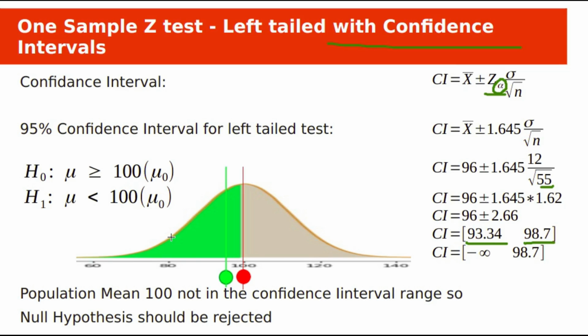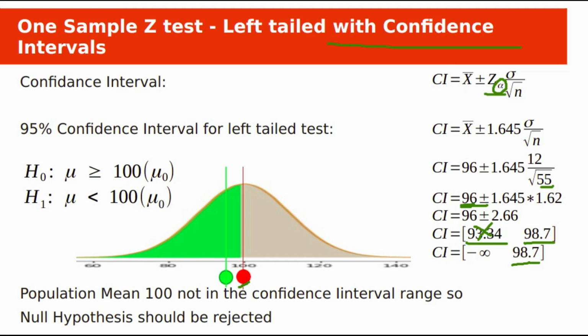Since it is a left tail test, you have to consider only the upper bound, and we don't need the lower bound value and replace that with minus infinity. So the confidence interval for the sample mean 96 for the left tail test is minus infinity to 98.7. Population mean mu naught is 100, which is not within this confidence interval range, minus infinity to 98.7. So we will reject the null hypothesis.